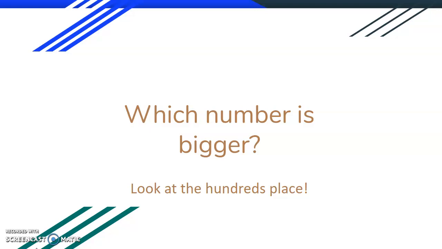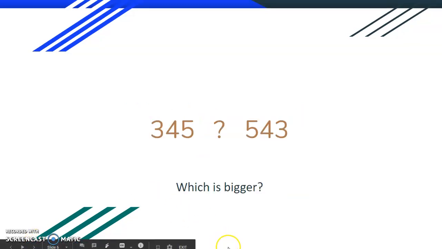Well, when we're comparing numbers, we want to start with our biggest place value, which in the case today will be our hundreds place. So these two numbers, 345 and 543. Let's determine which one is bigger by looking at our hundreds place. So we have a 3 in the hundreds place here and a 5 here. Now we can compare these two numbers to tell us which of our numbers is bigger.